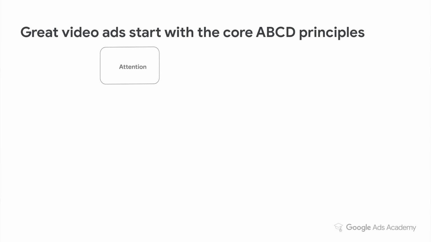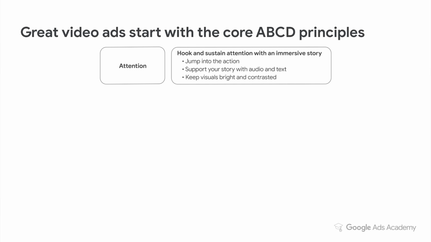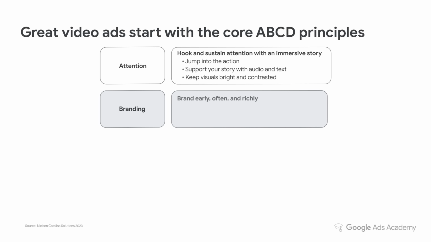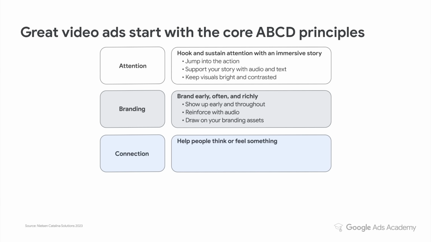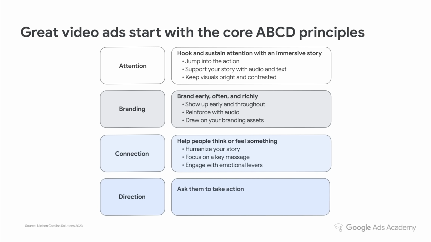Now, when it comes to creative quality, we recommend you leverage the core ABCD principles as a framework to guide you when developing creatives for your campaign. The core ABCD principles are attention, meaning creating a hook and sustaining attention with an immersive story. Branding. We recommend you show your brand early, often, and richly. Connection. That's meant to help people think or feel something. And last, direction, where you're asking them to take action.